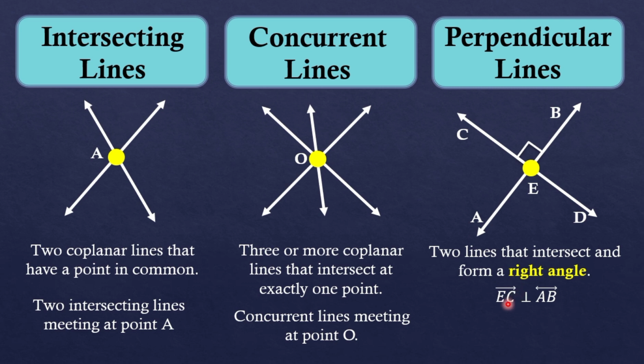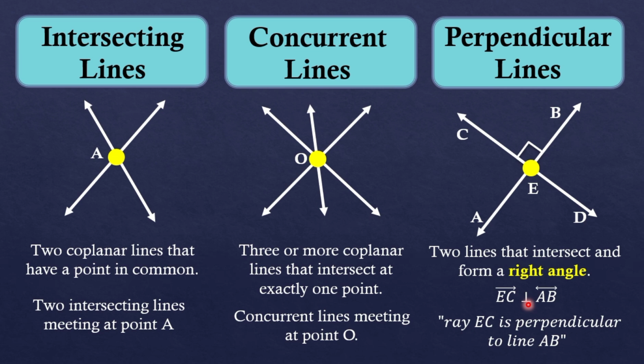Now, how do we write perpendicular in symbol? So, this is ray EC is perpendicular to line AB. Now, take note of our symbol. So, yung EC natin, ang symbol po natin dito ay ray. This is line. So, ray EC, this is read as ray EC is perpendicular to line AB. So take note of our symbol for perpendicularity. Tingnan nyo po, meron siyang guhit na pa ganon.